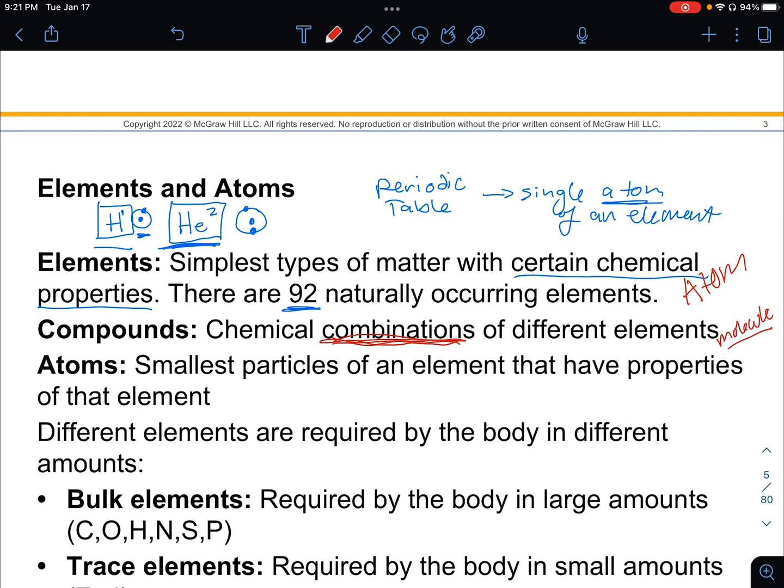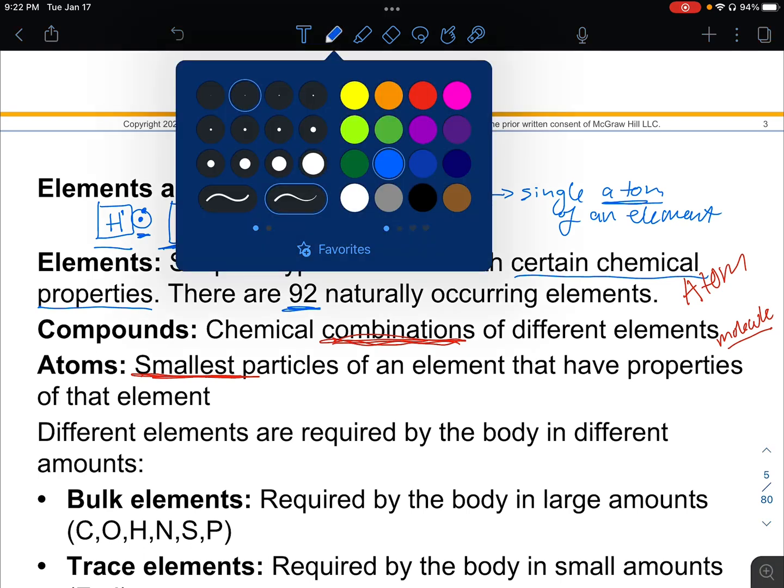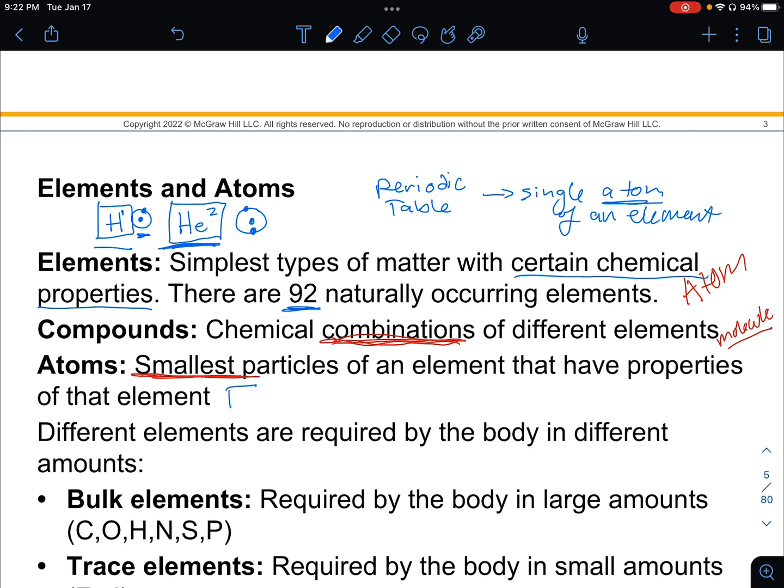So our compounds are chemical combinations of different elements. We said the elements on the periodic table talk about a single atom of that element, of that chemical. And here we give the definition of atoms again: the smallest particle of an element that has the properties of that element. And that is what the periodic table is talking about. Each block of the periodic table is telling us what that chemical is and what properties it has.